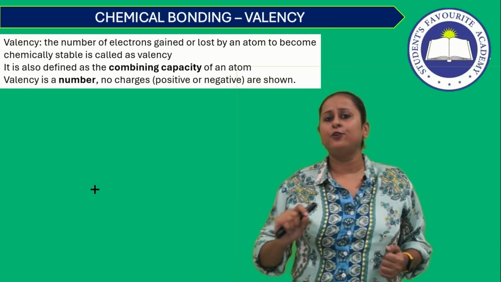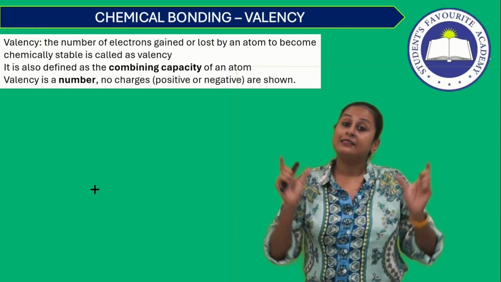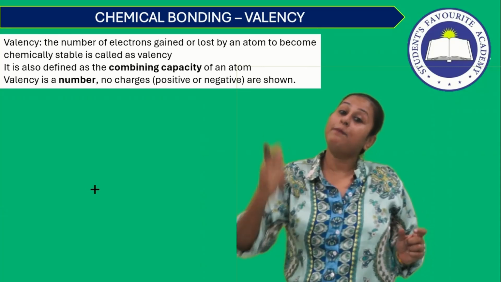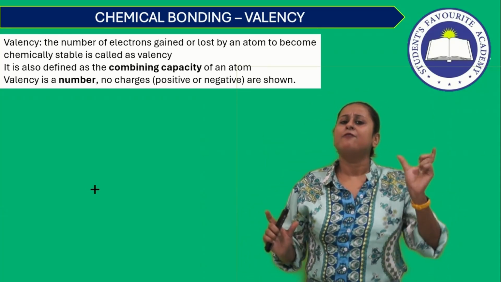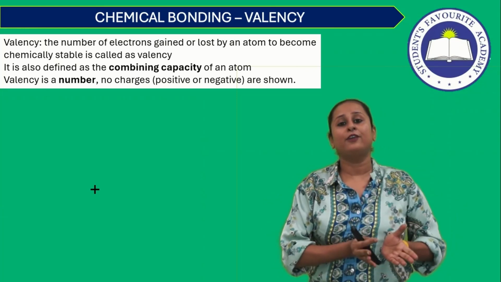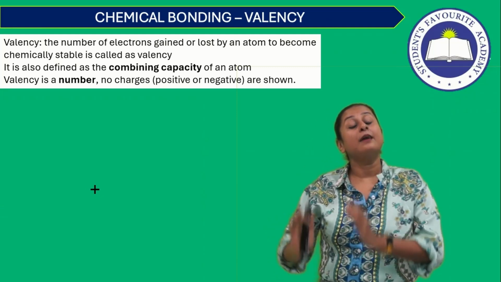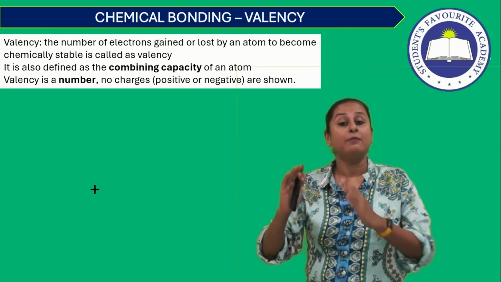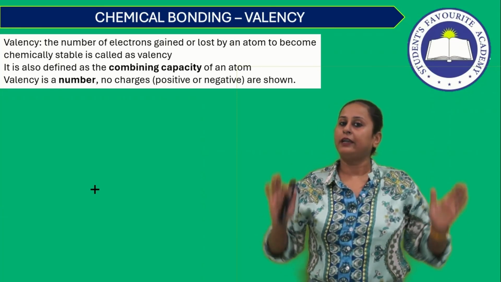Many children get confused between valence electrons and valency. They are not the same. Sometimes their numerical value may be the same, but they do not mean the same thing. Try to understand: valence electrons are the total number of electrons present in the outermost shell. Valency is the number of electrons exchanged, donated or accepted to get an octet state.